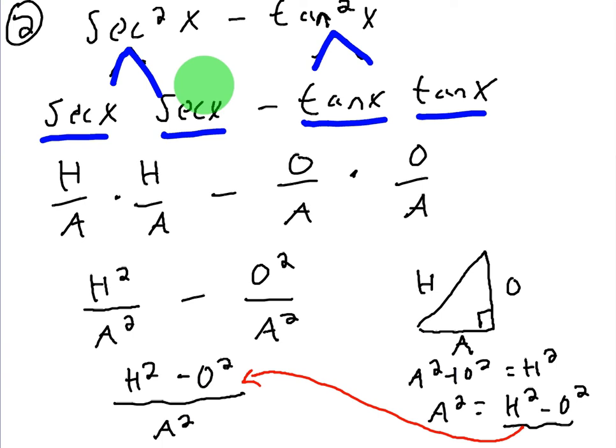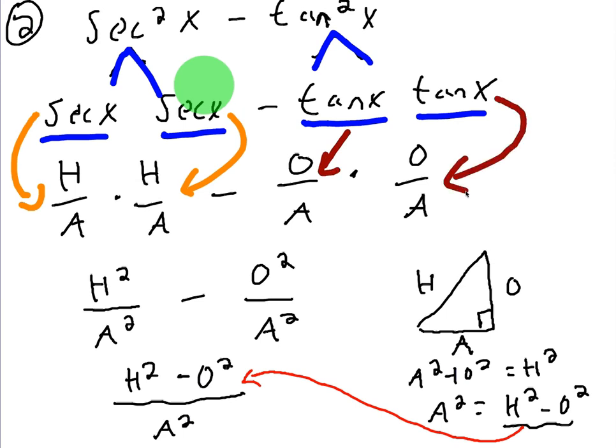For the next part of our proof, we're going to use the simple trig definitions. Secant is nothing more than hypotenuse over adjacent. So every secant will be replaced with hypotenuse over adjacent. Tangent is opposite over adjacent, so every tangent is going to be replaced with its definition of opposite over adjacent. So right now we have h over a times h over a minus o over a times o over a. This is what we started with, this is what we have now, which is equal to the same thing.